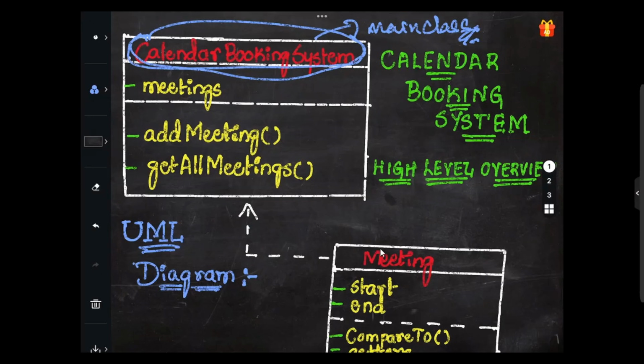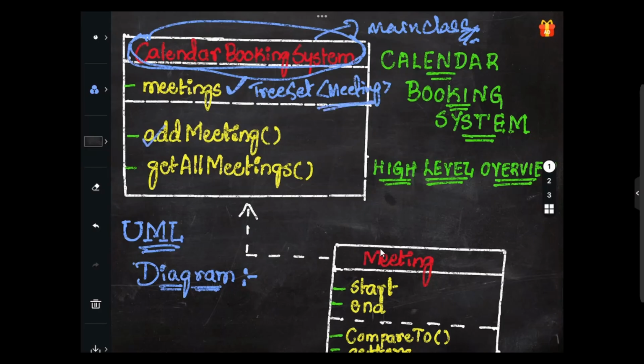Within the calendar booking system, we have the attribute meetings, right? We'll be going with the type TreeSet. So I can just write it in this way. This meetings is the single attribute we'll be considering within the calendar booking system main class. So this is of the type TreeSet. Basically TreeSet, within the angle brackets, I'll just give Meeting here, right?